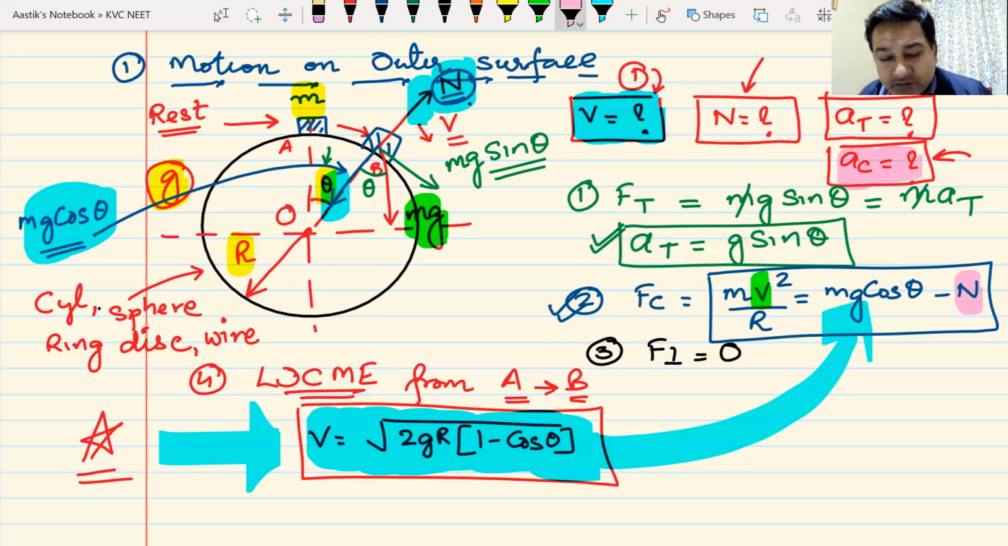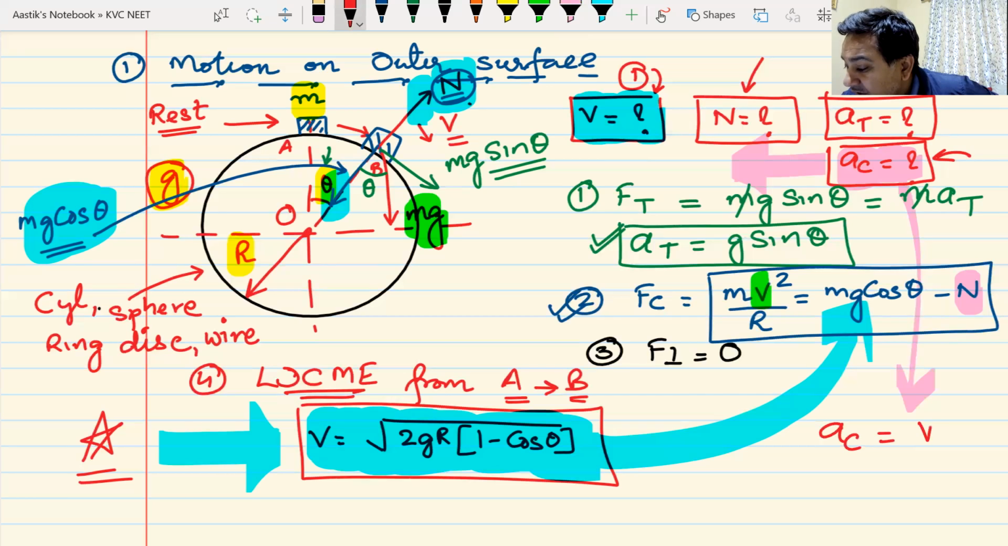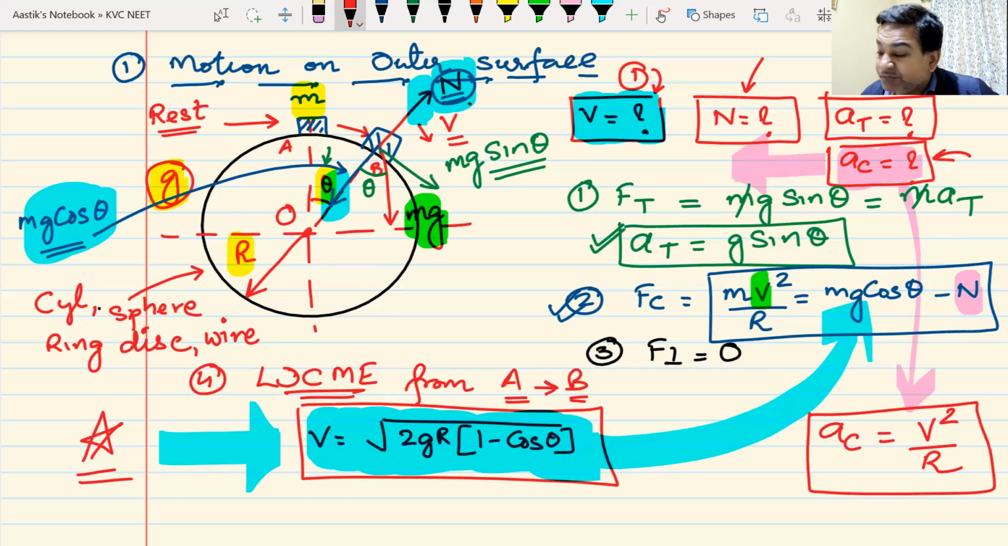Again, I am not going to find out this. This is again going to be a task for you to find out the value of this centripetal acceleration. Everyone knows what you got to do. I have given you the formula for v. You just have to find out a_c, and a_c is nothing but v square by r. You know the value of v, square it, divide by r, and you have the formula for centripetal acceleration.